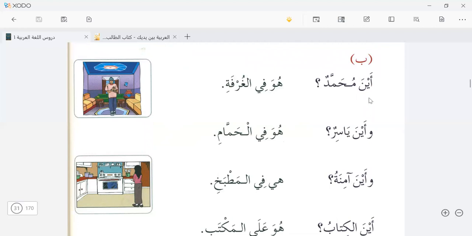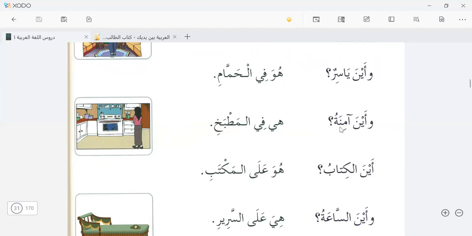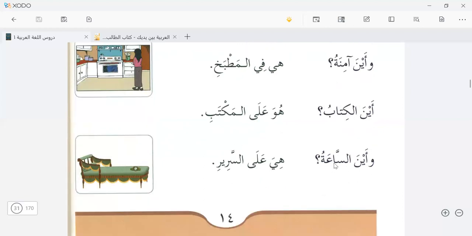So here we have al-hiwar, a dialogue. Aina Muhammad? Where is Muhammad? Huwa fil ghurfati. He is in the room. Wa aina Yasirun? And where is Yasir? Huwa fil hamami. He is in the bathroom. Wa aina Aminatu? And where is Amina? Hiya fil matbakhi. She is in the kitchen. Aina al-kitabu? Where is the book? Huwa ala al-maktabi. It is on the desk. Wa aina sa'atu? And where is the watch? Hiya ala al-sariri. It is on the bed.